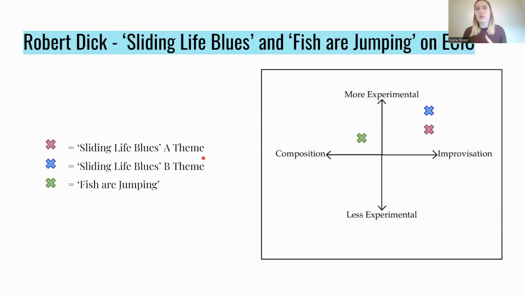You have your standard, I think it's E flat blues, and then you know, some glissandi and a variety of rhythmic structures. But then in the B theme, we're riffing on a microtonal scale. It's a lot more rhythmically free and complex, and it has a lot more textural variety. Okay, and Fish Are Jumping, definitely an actual composition.